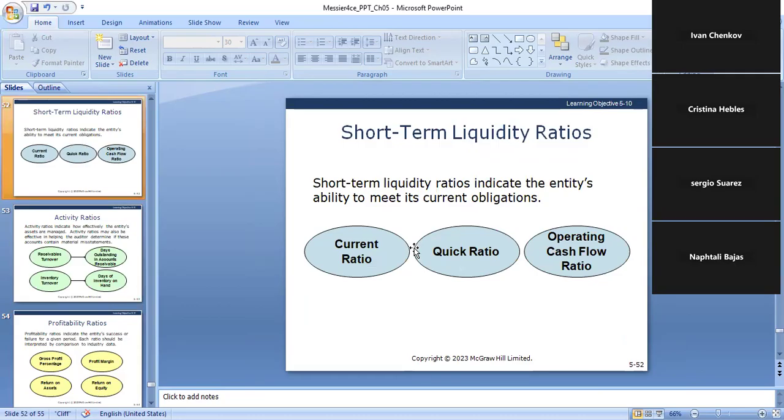Now let's see the short-term liquidity ratios. You already know them, I don't have to tell you. That will be the current ratio, quick ratio, and operating cash flow ratio. You remember the difference between the current ratio and quick ratio, right?